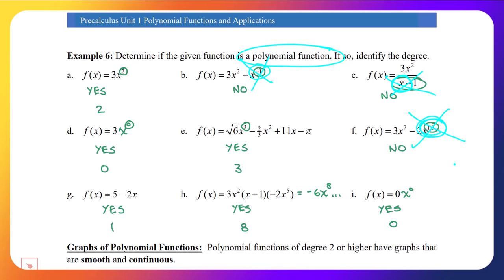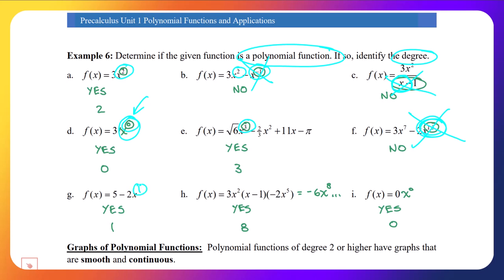For those that are polynomials, they ask us to give the degree. The degree is the highest exponent. So 2 here, 2 here. The 3 here is like x to the 0, because anything to the 0 is 1. So the degree is 0. Here it's 3.